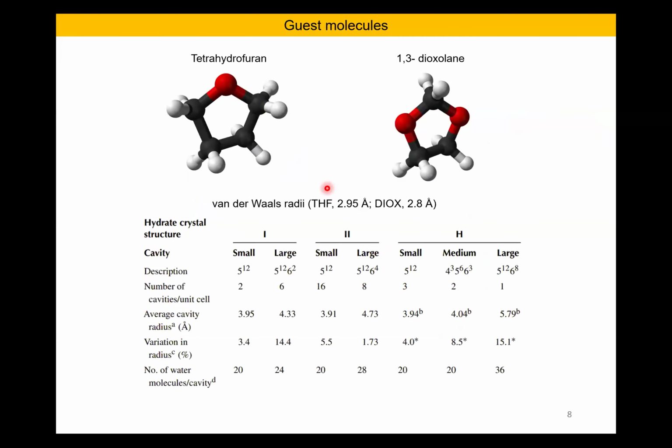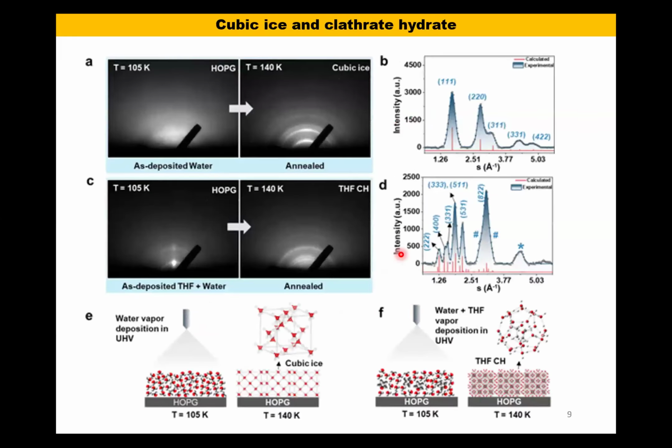So in this study, we have taken two molecules. One is tetrahydrofuran, one is 1,3-dioxolane. These two molecules form structure 2 clathrate hydrate, and they occupy the large cage of structure 2 clathrate hydrate. It is very stable, so it is very suitable for a preliminary study of electron diffraction. The van der Waals radii of THF and dioxolane are 2.95 angstrom and 2.8 angstrom. You can see all the different cages, the average cavity radius, and how many water molecules are required to form this kind of cage. With this, let's go to the data.